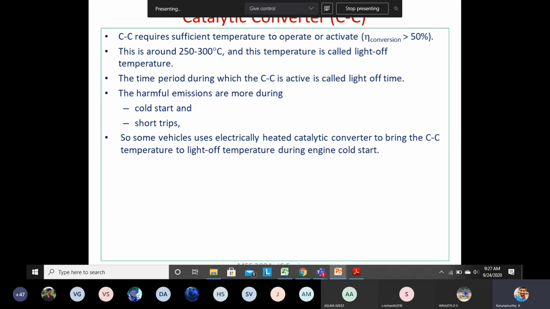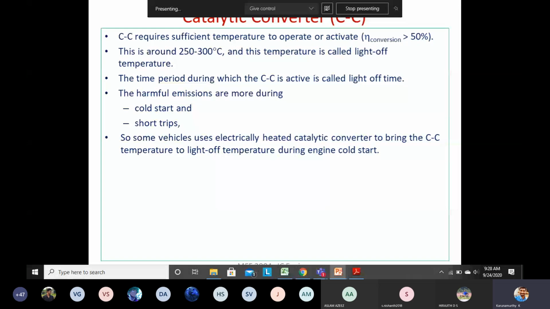And let us say you are going to ride the automobile for a short distance, not for a longer distance. When you drive a short distance or during a short trip, the temperature is not going to be higher and your catalytic converter will not perform well. During that condition also, you will have the harmful emissions from the engine.